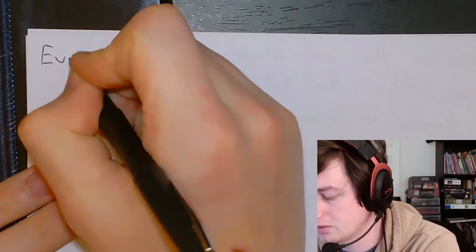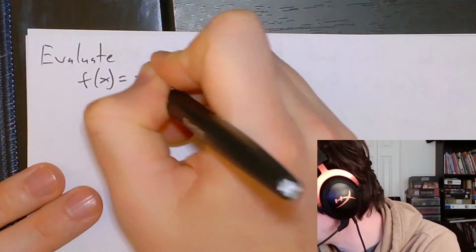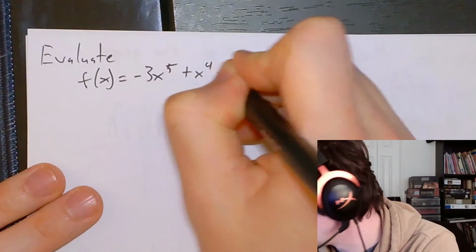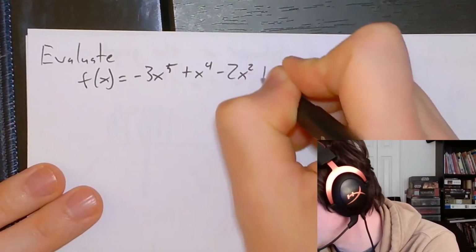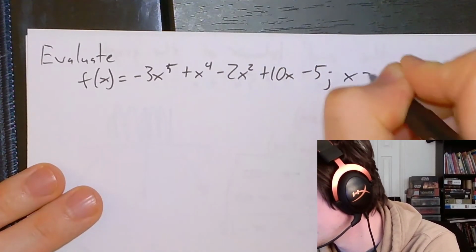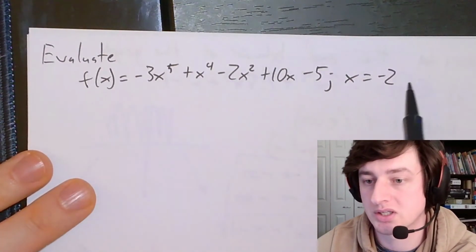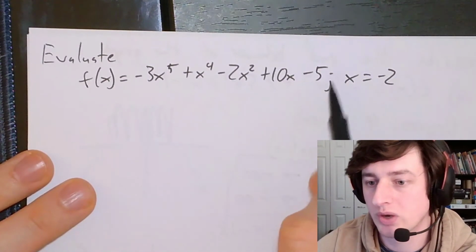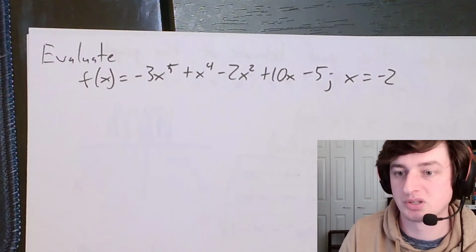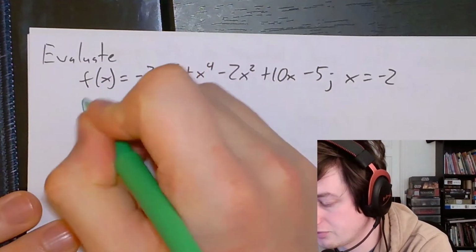We're going to evaluate. Here, f of x is equal to negative 3x to the 5th plus x to the 4th minus 2x squared plus 10x minus 5. And then we have a semicolon. X is negative 2. This is saying the same thing. We want to know what this function is when x is negative 2. I just haven't written the when. This is a common thing to put with mathematics, to put a semicolon there to do shorthand. But we're still basically doing f of negative 2.